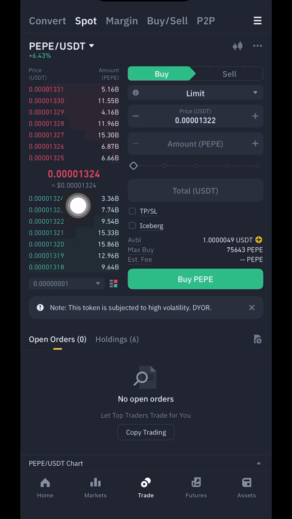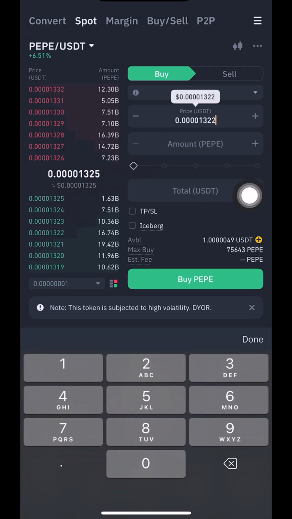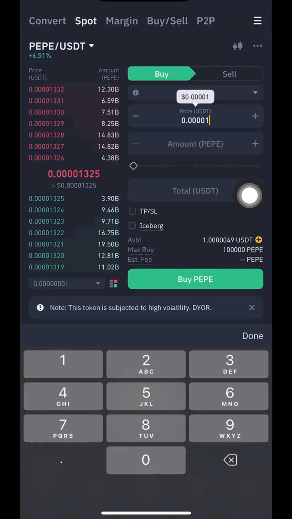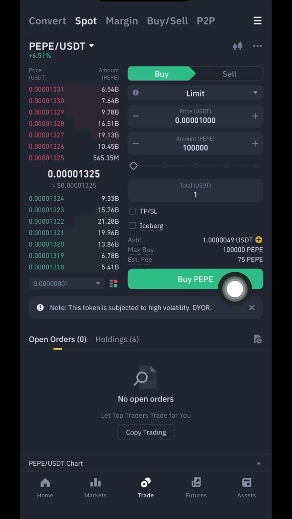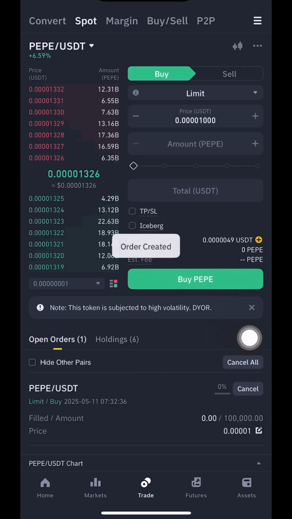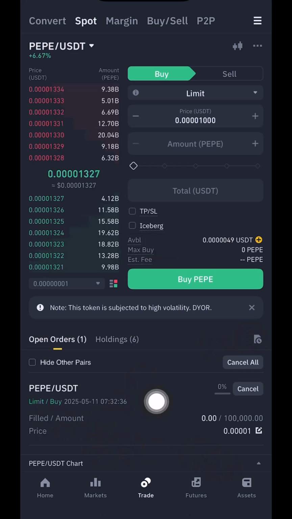For example, the current price is 0.0413, right? I don't want to buy at this price. I want to buy lower, something like 0.04000. So I want to buy at this price, and I want to buy 1 USDT. You can click the buy button here. You see, now your order is created.